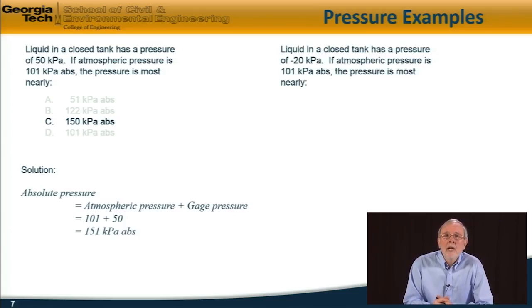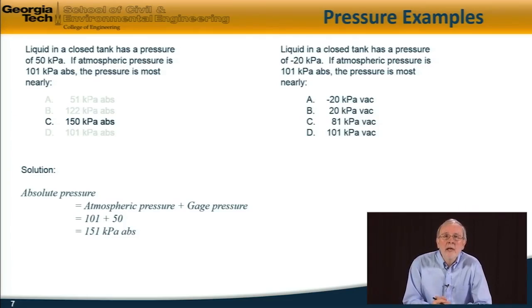Similarly, liquid in a closed tank has a pressure of minus 20 kilopascals. Again, that's a gauge pressure, in other words, it's below atmospheric pressure. If atmospheric pressure is 101 kilopascals absolute, the pressure is most nearly which of these alternatives? The first one is obviously not correct because a vacuum pressure is always a positive number. It can never be a negative number.